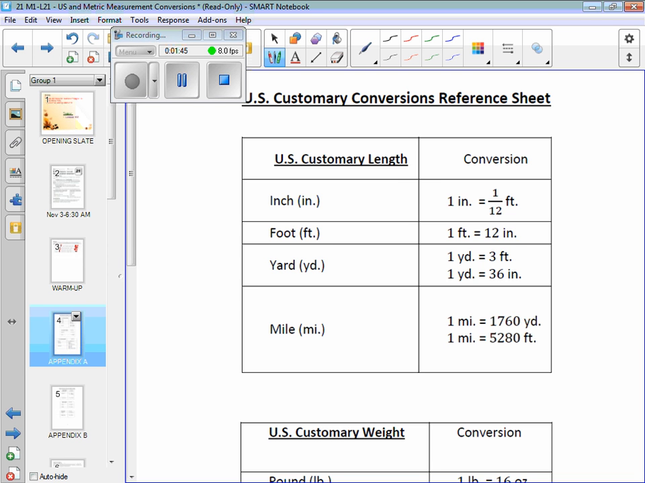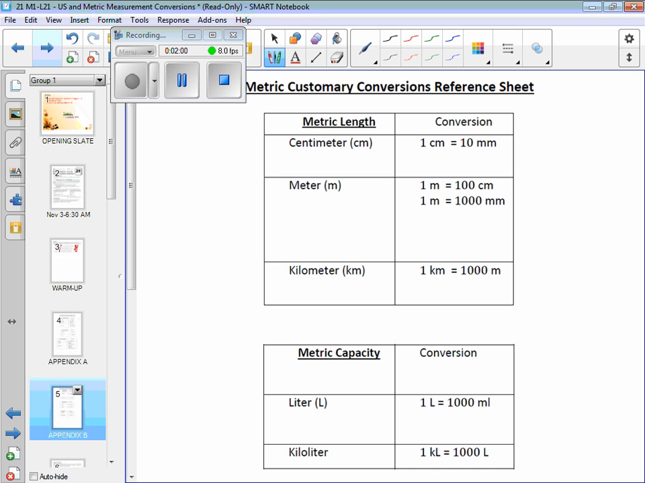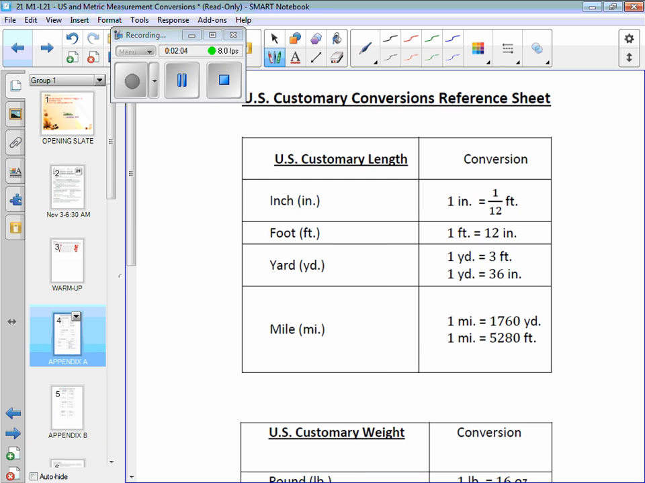You do not have to memorize them. When you get the quiz on Friday, you won't have to memorize any of these. They'll be given to you. You do need to know how to use them. But as far as memorization, don't worry about it. This is metric. The previous page is what's called the English system or US system.